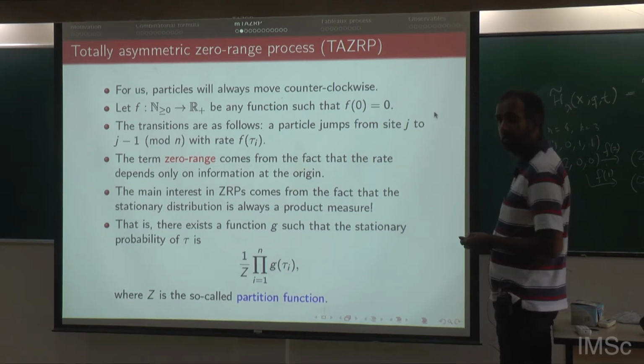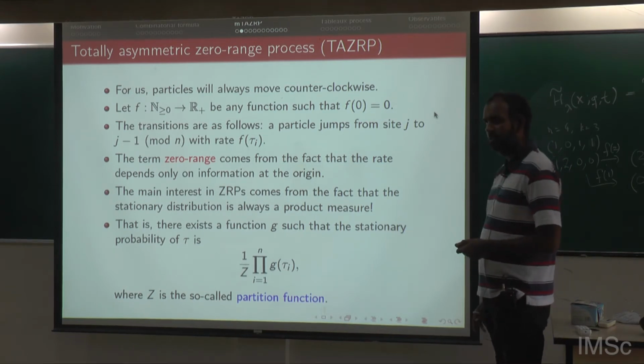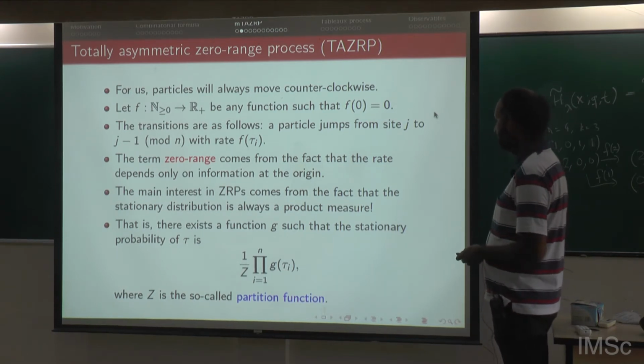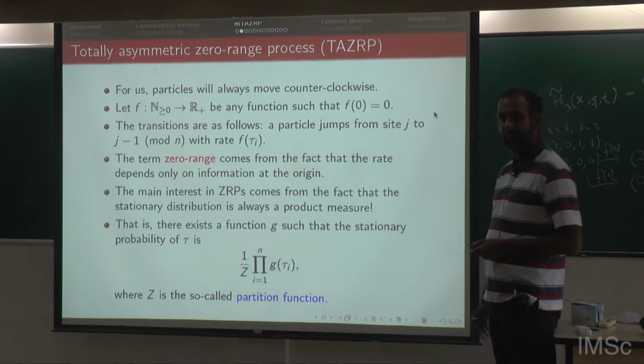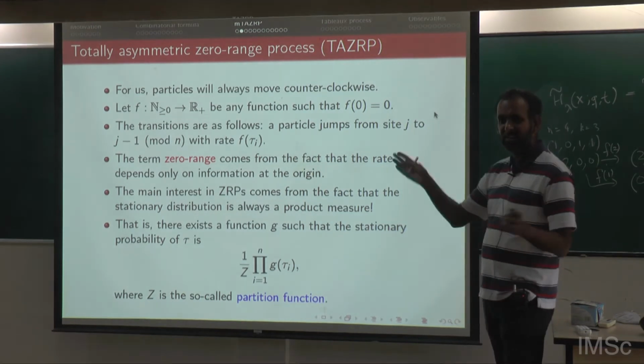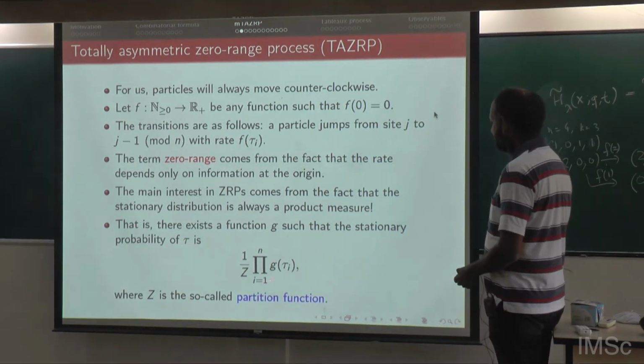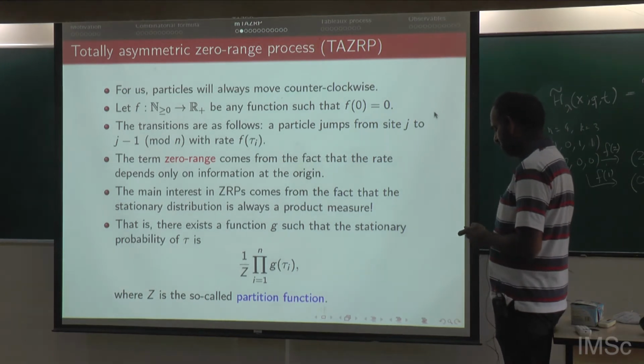Is this a non-trivial thing to prove? No, once you know it, it's easy to prove. So it just comes from the zero range? Yeah, that's all. And this g is like the antiderivative in some sense of f. And this z is just the normalization to make it a probability distribution.